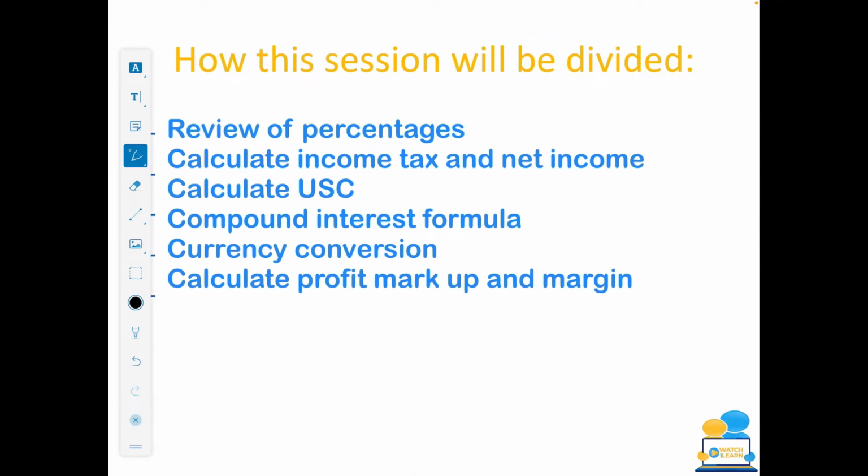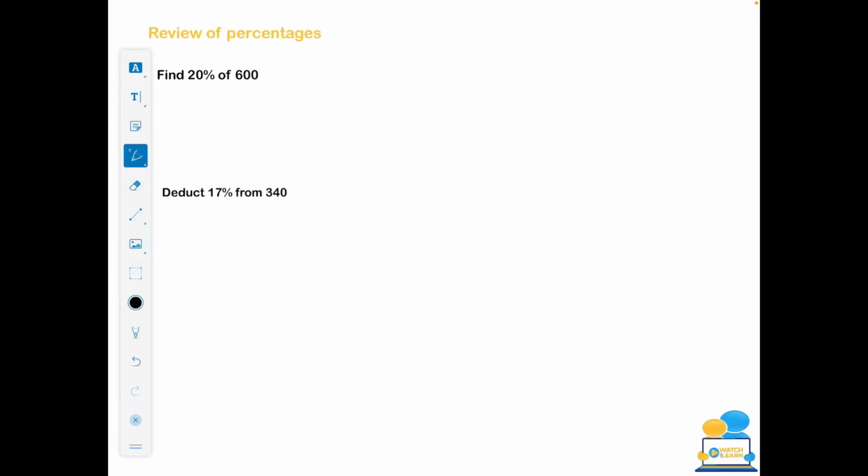So we're going to start with a quick recap of percentages, because a lot of this chapter is to do with finding 20% of gross income or finding 20% of the cost price. So we just need to be able to find our percentages really confidently. Then we're going to look at income tax and net income and the formulas used for those. Then we're going to calculate USC, the compound interest formula, currency conversion, and then we'll look at profit and loss at the end. So we're going to start our quick review of percentages.